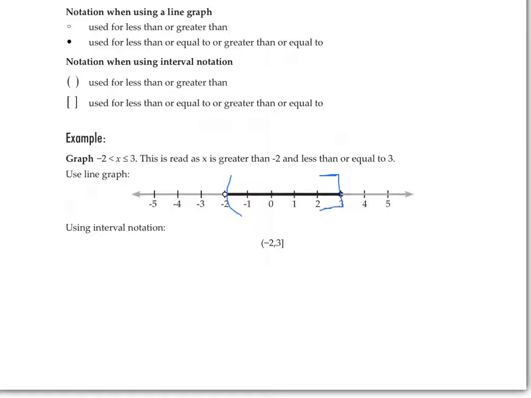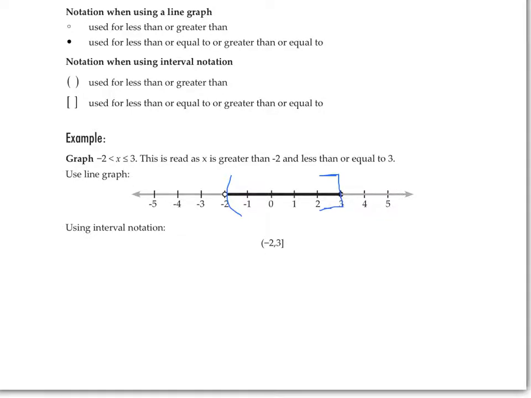All right, so let's look at this example. It says graph -2 is less than x is less than or equal to 3. So this is read as x is greater than -2 and x is less than or equal to 3. So use the line graph. If x is less than or equal to 3, then the equal to means the closed circle or the brackets. These are the values less than, so they're shaded. Less than 3 is shaded here with the closed circle at 3 because of the equal to on the less than symbol.